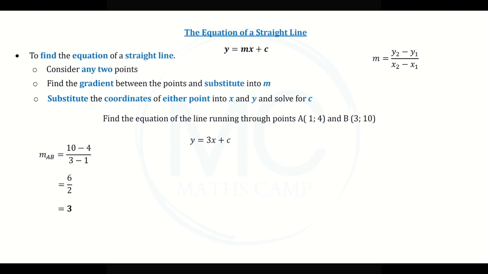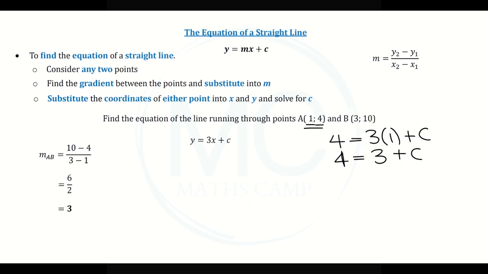You can use either point. They will both give you the same answer. I like to use the simplest point. So I'm going to use point A with coordinates 1, 4. Now we can say y, which is our y coordinate 4, is equal to 3 multiplied by our x coordinate of 1 plus c. And we get 4 is equal to 3 multiplied by 1, which is 3, plus c.